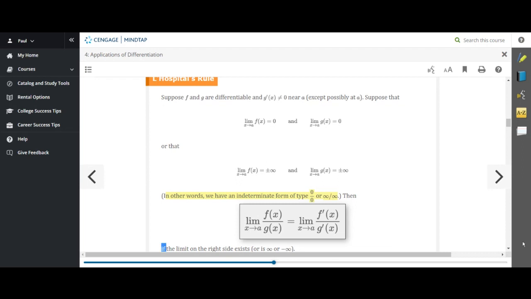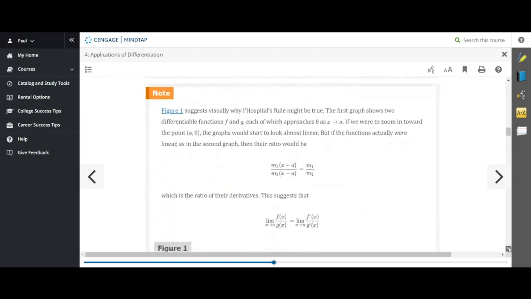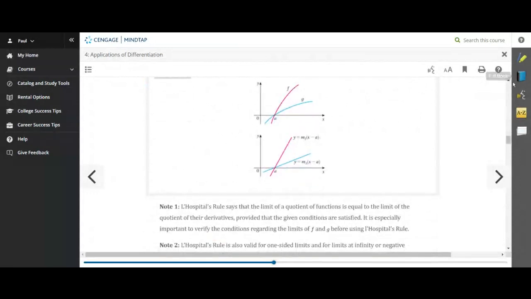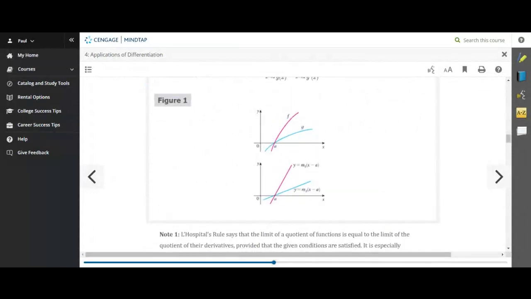So how are they getting this L'Hopital's rule? Well, let me show you. So you see here in figure 1, you have two functions. You have a function f and a function g, and you have an x value of a. Now what do f and g in figure 1 equal when x equals a? What's the value of functions f and g at x equals a? Based on the picture, the top picture in figure 1.